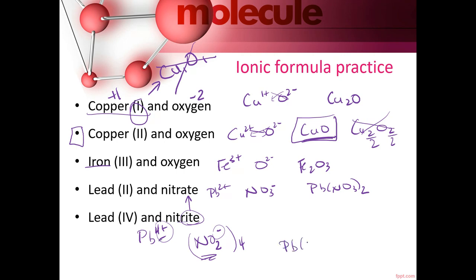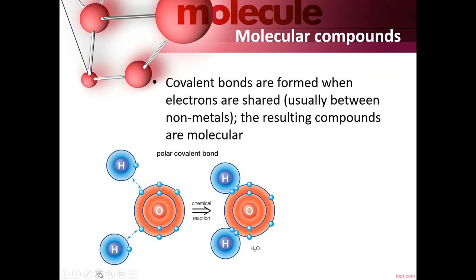And so our formula is PbNO2 4. Good. Let's look at covalent compounds for a little bit.